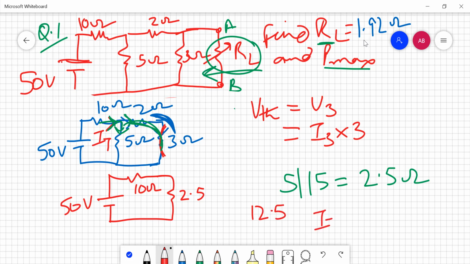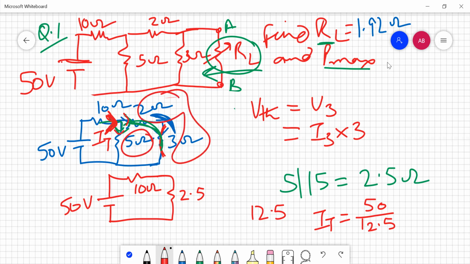To know the total current, it will be equal to 50 divided by the total resistance, that is 12.5. That will be the value of the current that is coming here. So here again we have to divide it into two equal values, because this is also 5 ohm and this total is also 5 ohms.